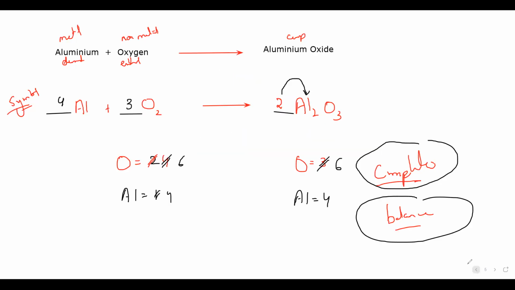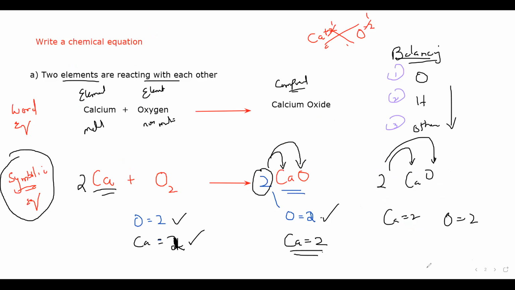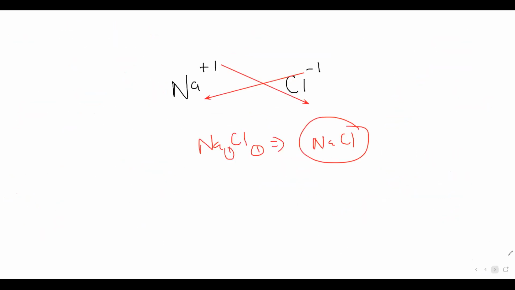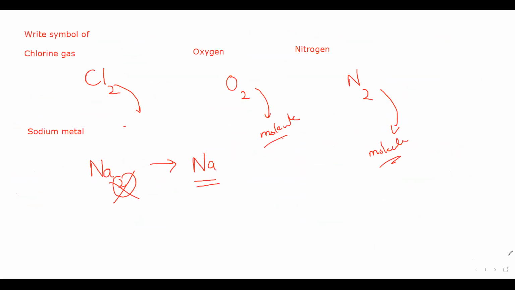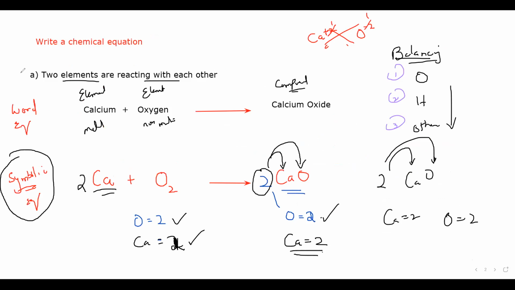So we started this topic. This is a very important topic, and it's the base of chemistry: how to write and balance the equation, or how to complete and balance an equation. We did our first part. There are many parts related to this balancing. We started with the first part, in which 2 elements are reacting with each other. When 2 elements react with each other, if the element is a metal, you will write it as an atom. If the element is a non-metal, you will write it as a molecule. And for the compound which is formed, you will complete the formula using their valencies.